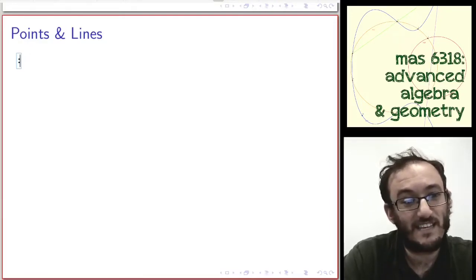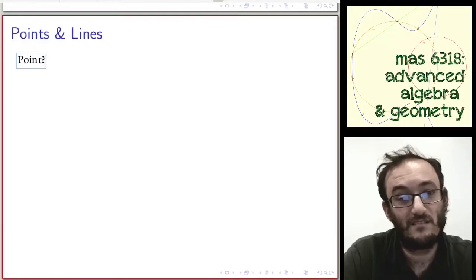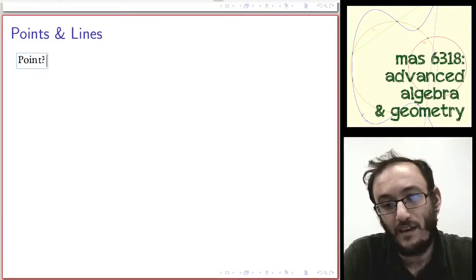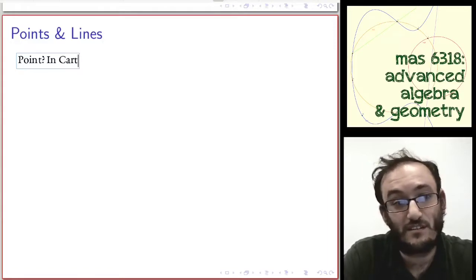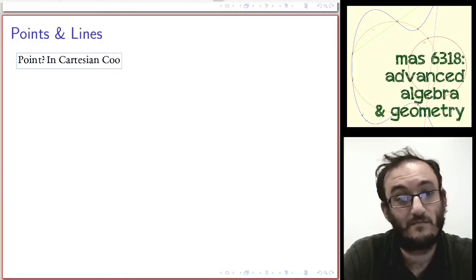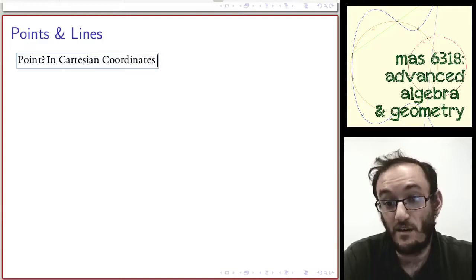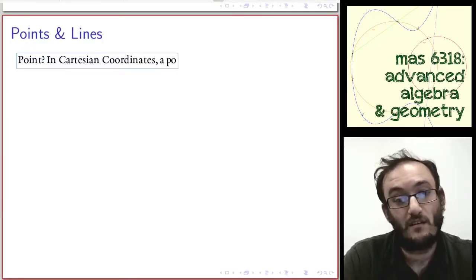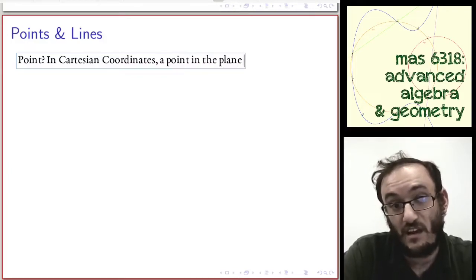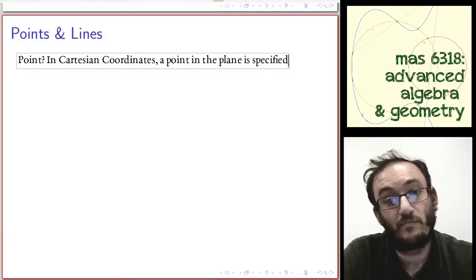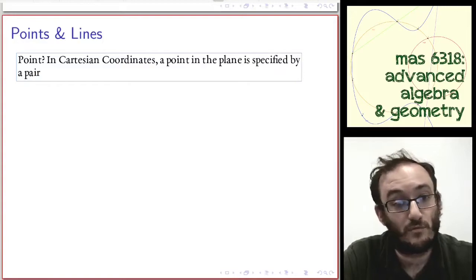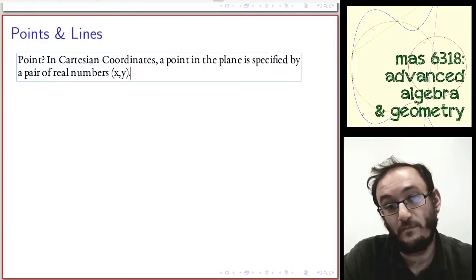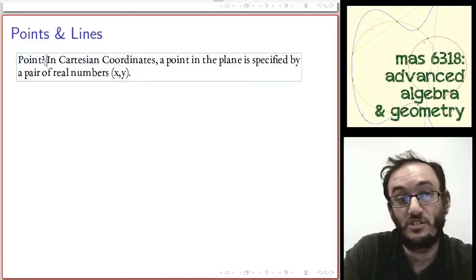It's kind of hard to say, honestly. In the context of Cartesian coordinates, where you assign a pair of numbers to every point in the plane, it's really easy to describe by a pair of real numbers, x, y. Okay? So that's if we're talking about Cartesian coordinates.